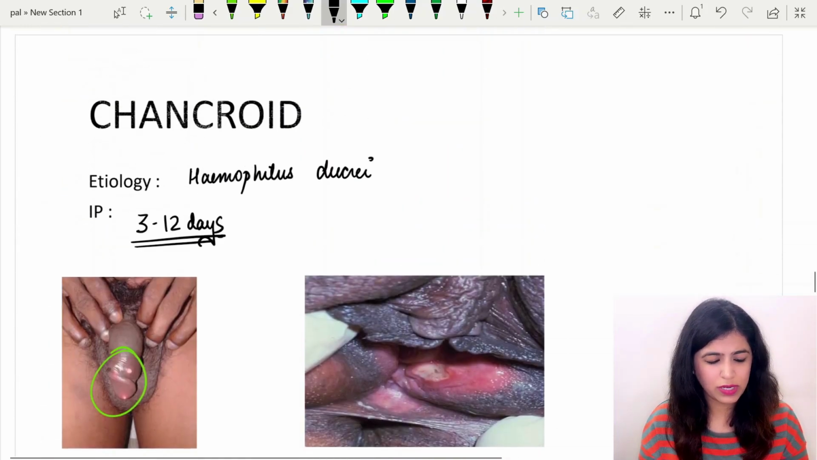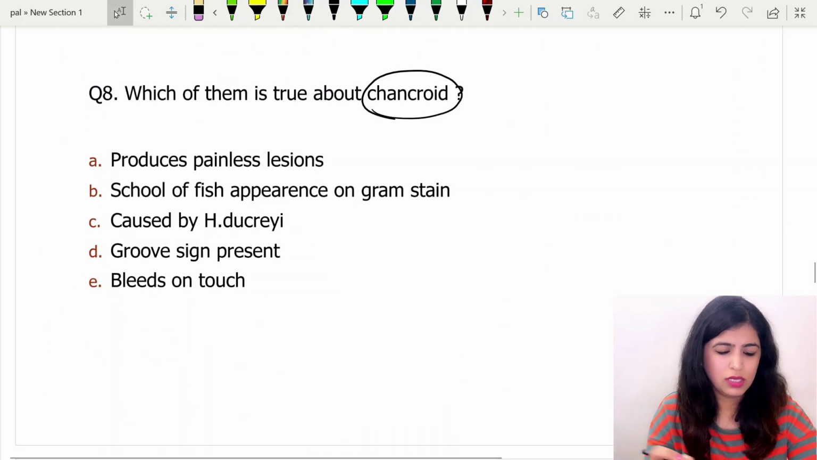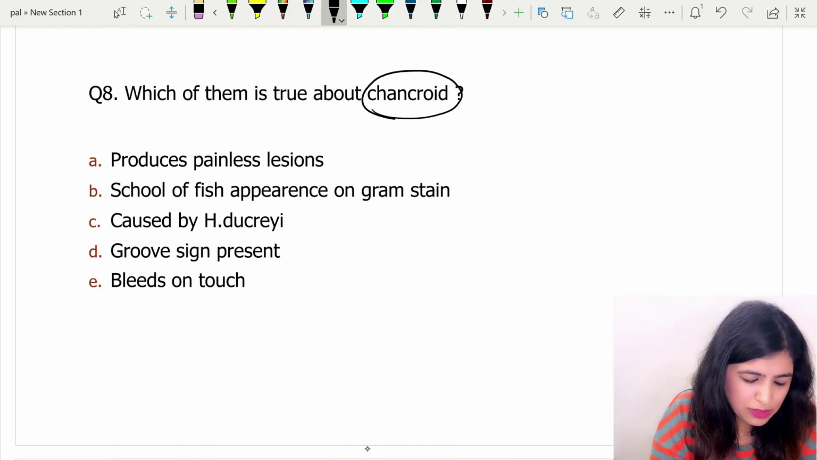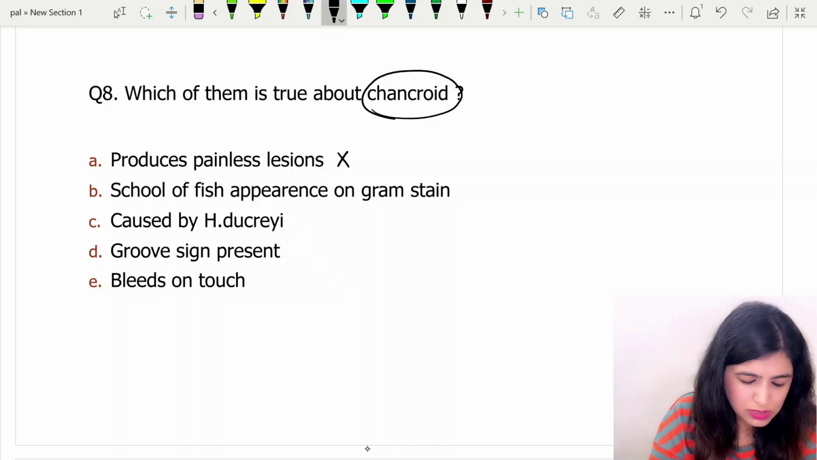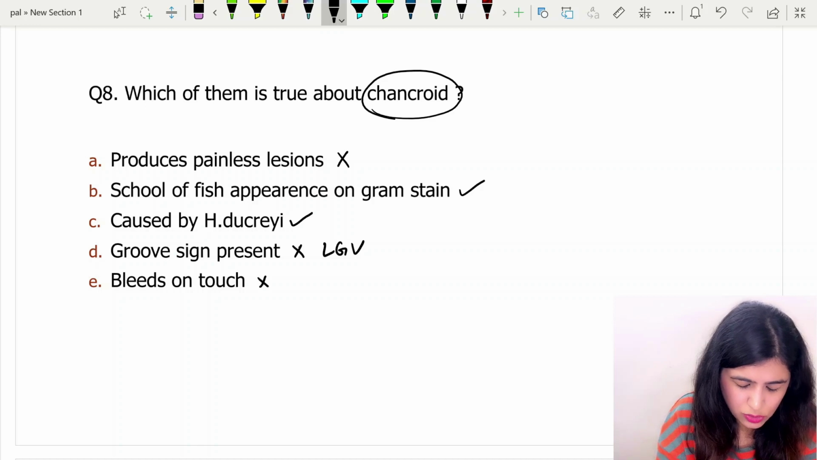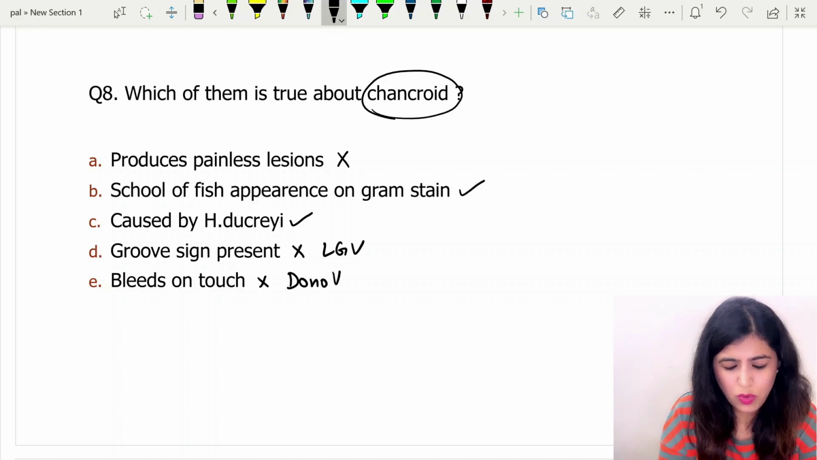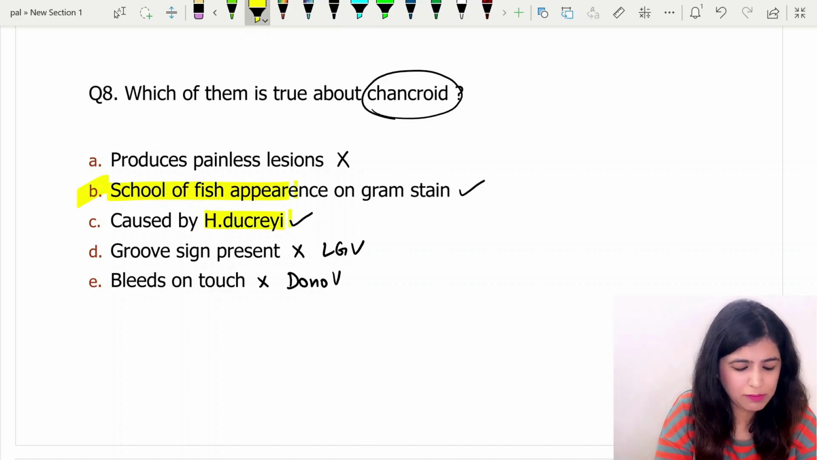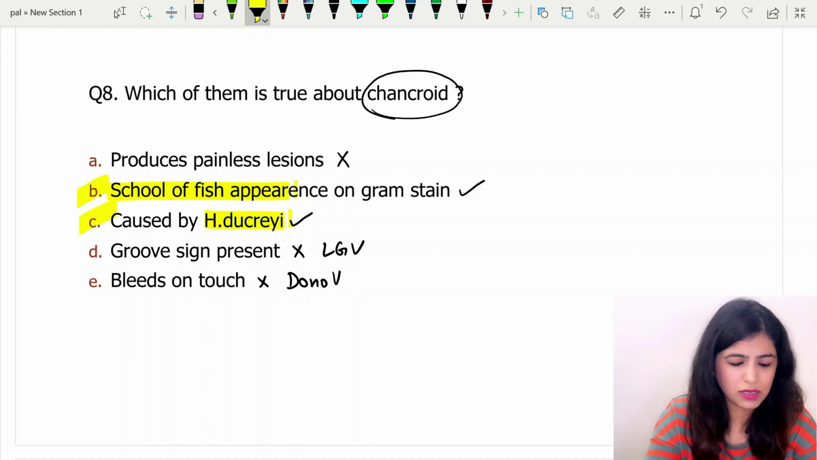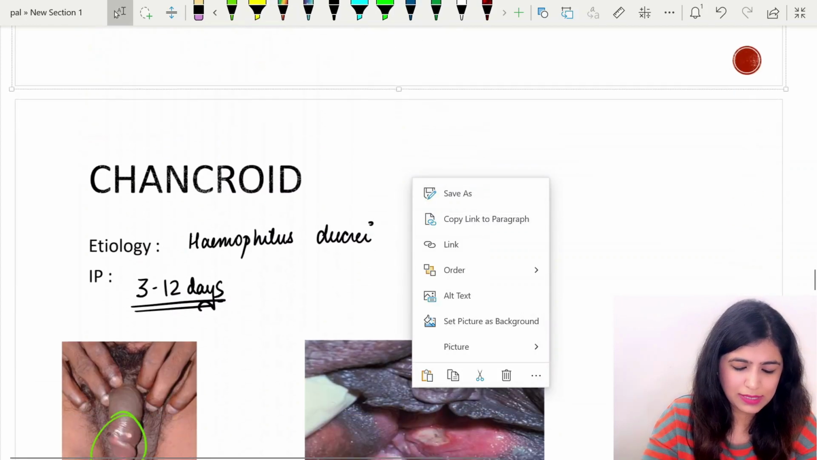This is about chancroid. Now let us come back to the question. Which of these is true about chancroid? It produces painless ulcers? No, it produces very painful ulcers. School of fish seen on gram stain? Yes. Caused by H. ducreyi? Yes. Groove sign? No, groove sign is seen in LGV. Bleeds on touch? No, that is seen in donovanosis. So what are the correct answers? School of fish appearance and caused by Haemophilus ducreyi, making these two options the correct answer for question number 8.